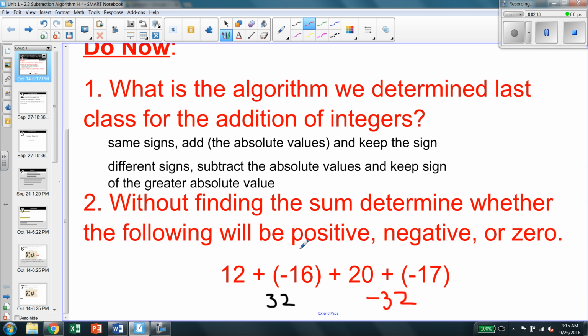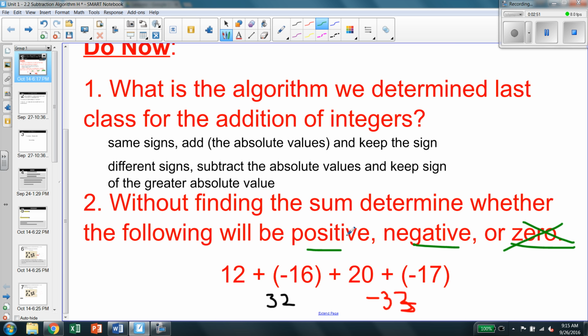So the question is, are we going to get a positive, negative, or zero? Typo, I'm sorry, that's 33. We can't get zero because the values are not the same. 16 and 17 together makes 33, so 33 negatives and 32 positives are not the same. So it can't be zero.